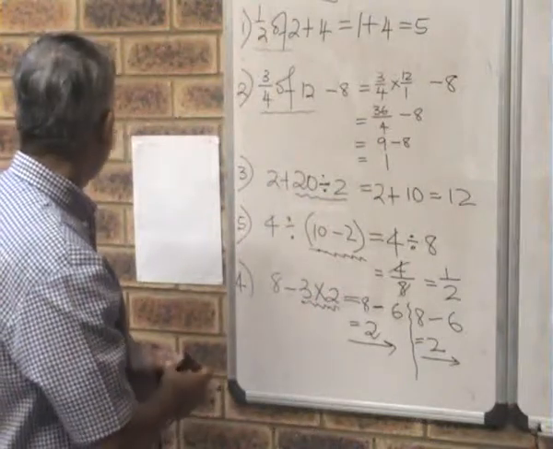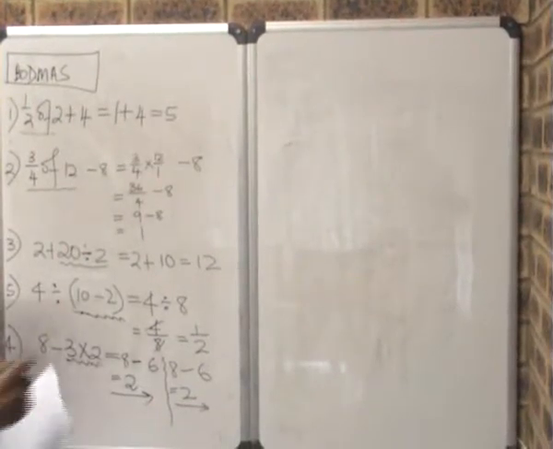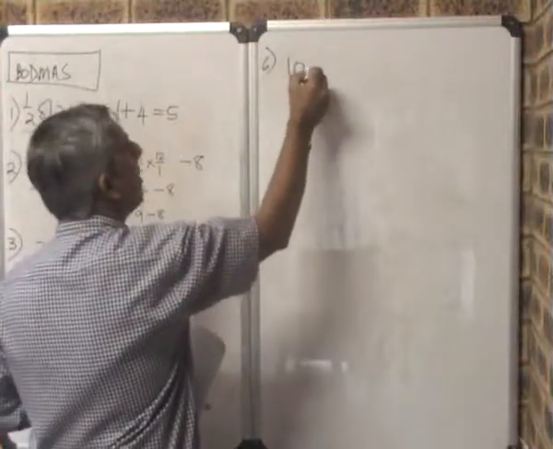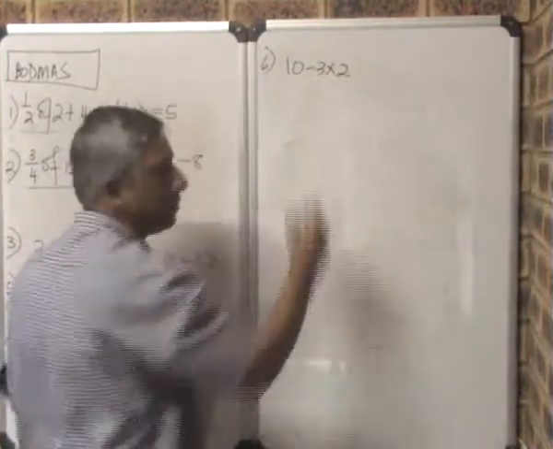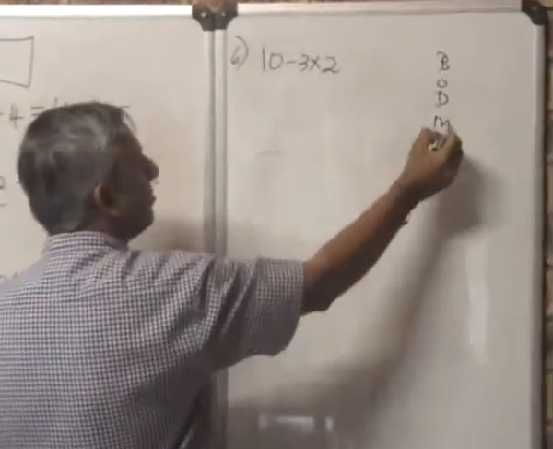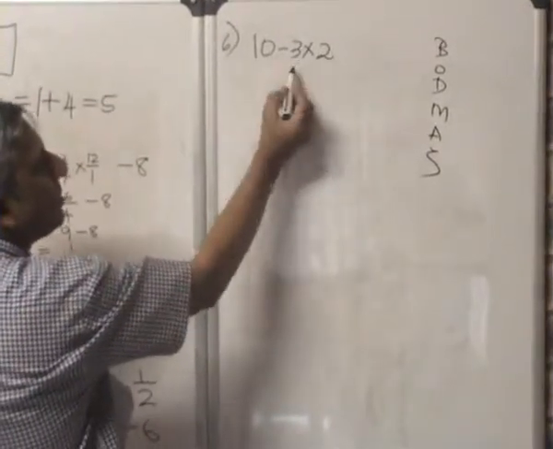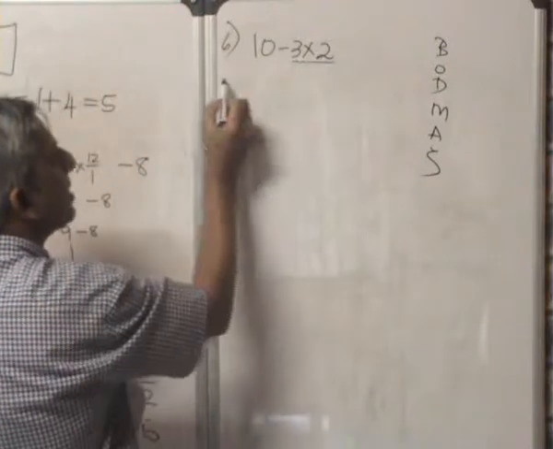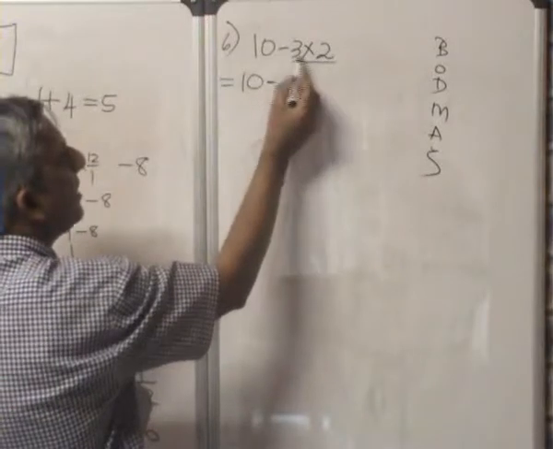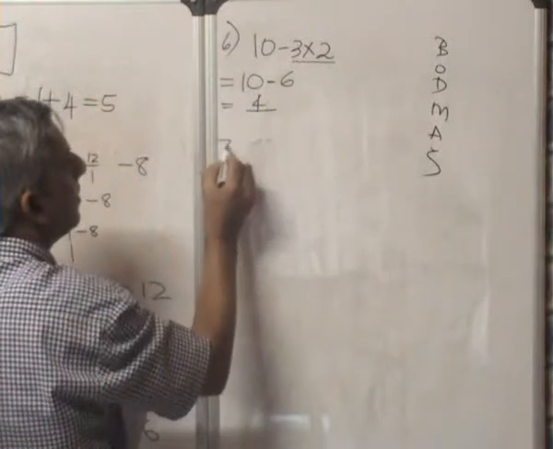Alright, let's move on to number 6. 10 minus 3 times 2. So you have to remember the rule of BODMAS all the time. So there's no brackets, no of, no division, but there is a multiplication. So there's my 10. I'll write the 10 down again. Minus 3 times 2, 6. 10 minus 6 gives me 4.